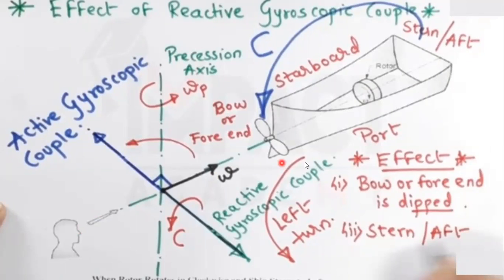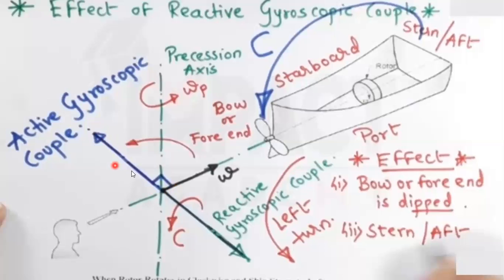Now the ship turns left side. Automatically, at 90 degrees perpendicularly, there will be an axis called the precession axis. So just see the rotation, the ship is turning left side. So it's anti-clockwise. Just represent it as anti-clockwise, and omega P is the axis of precession. Since the ship turns left, automatically we'll be getting an active gyroscopic couple.